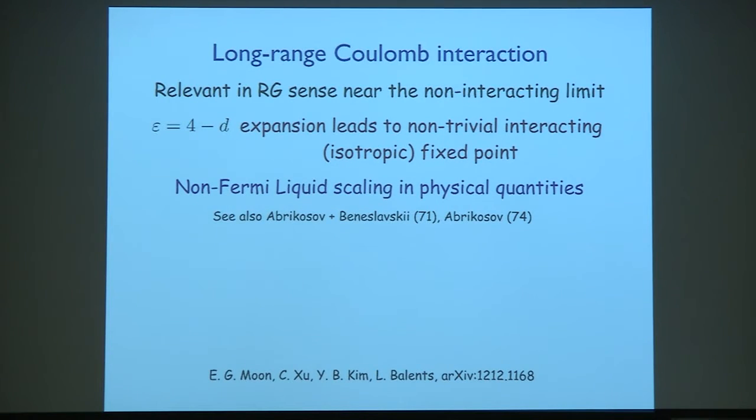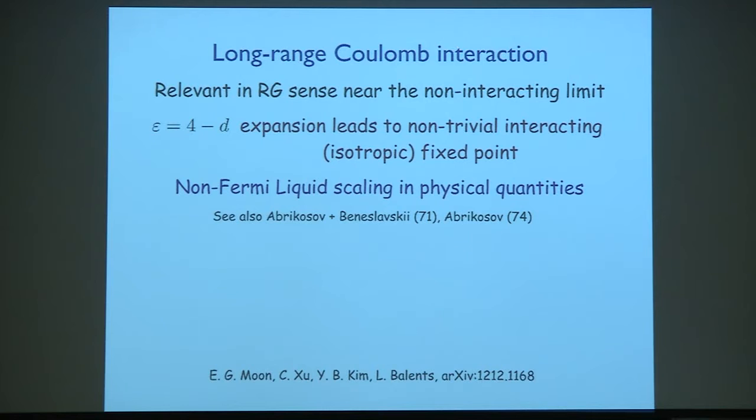Another interesting thing we did was to look at the quadratic band touching system. Imagine that I put in a long-range Coulomb interaction. The reason why this is interesting is that when you have a quadratic band touching, the density of states is very small, right? Especially compared to a Fermi surface system. So your Coulomb interaction is actually not very screened.